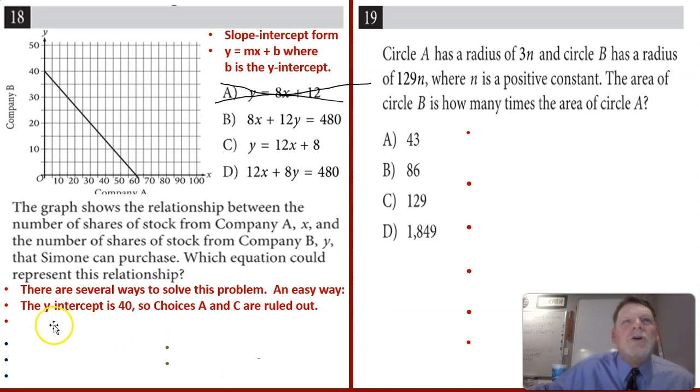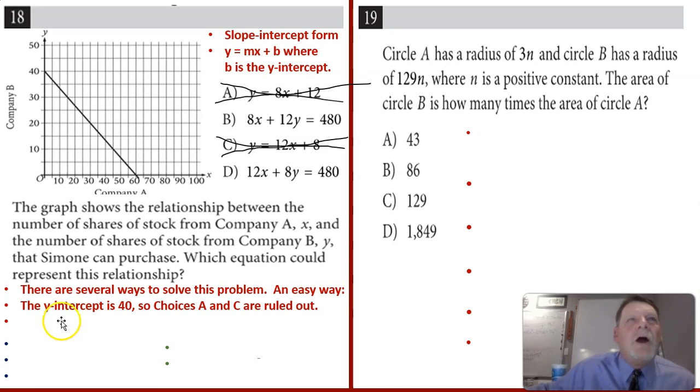All right, so what about C? Well, it's saying the y-intercept is 8, and that's not true. It's 80. And it's saying that the slope is positive. So I can rule out C as well. So I'll just put X's through those. They're no good. They're ruled out.